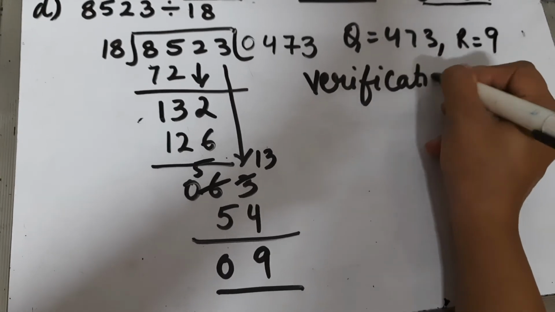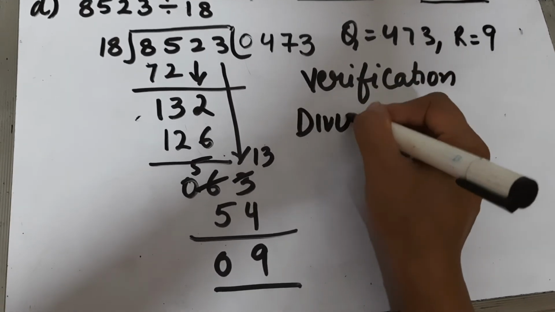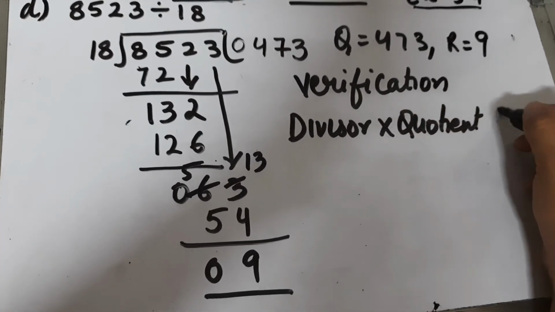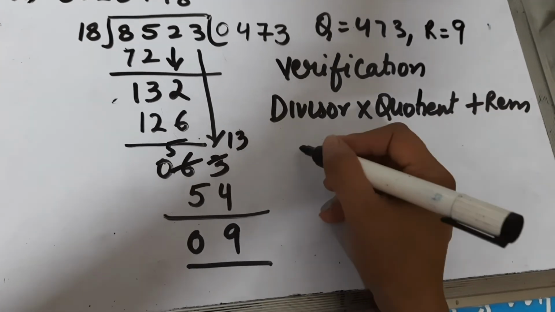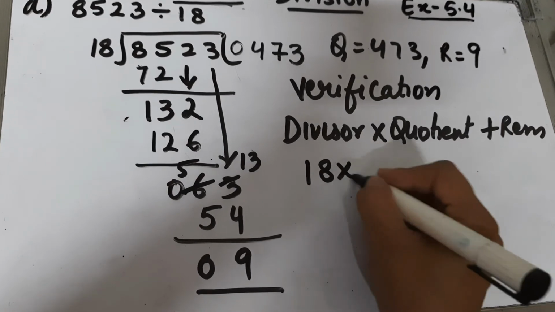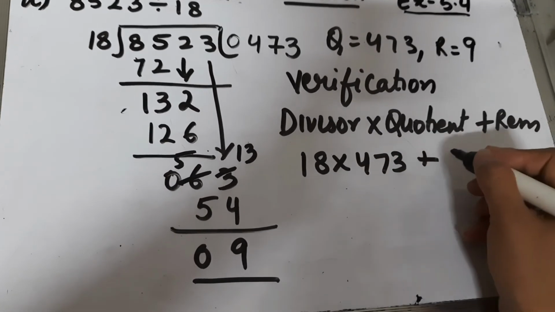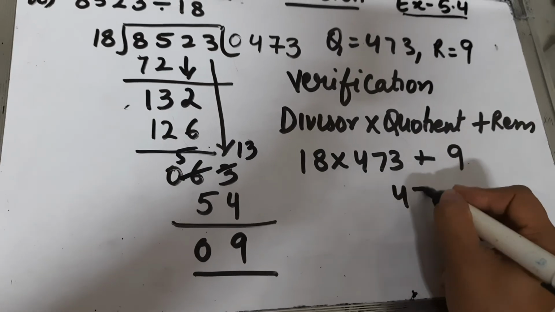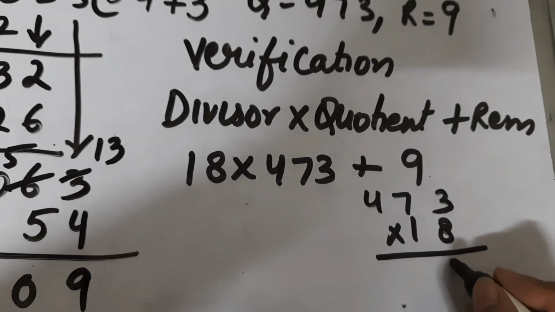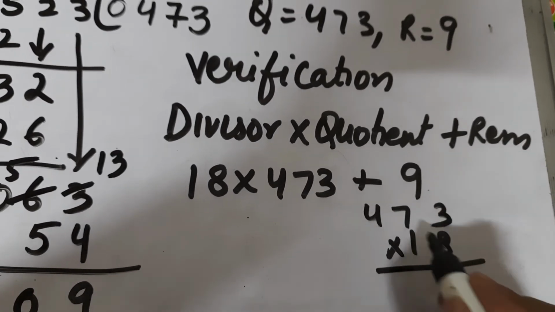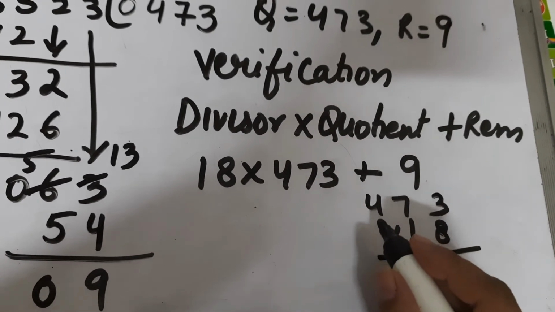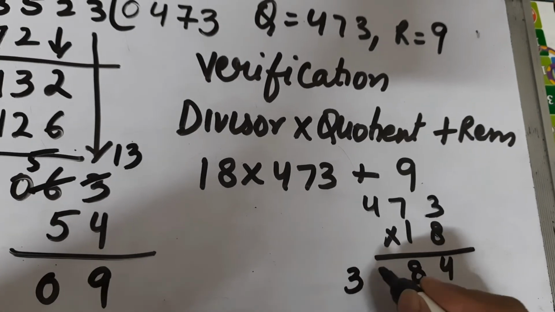In verification, what we do, we multiply the divisor by the quotient and add the remainder to it. Okay, we multiply the divisor by the quotient and add the remainder to it. What is our divisor? Our divisor is 18, our quotient is 473 and remainder is 9. Now multiply 473 by 18. After multiplying, what will we get? 8 3s are 24, 4 will come here, 2 will be carry, 8 7s are 56, 56 plus 2 is 58, 8 4s are 32, 32 plus 5 is 37.